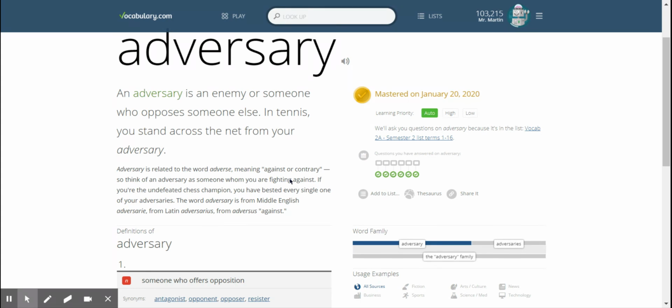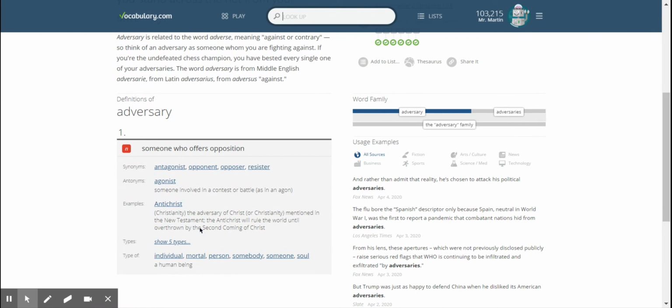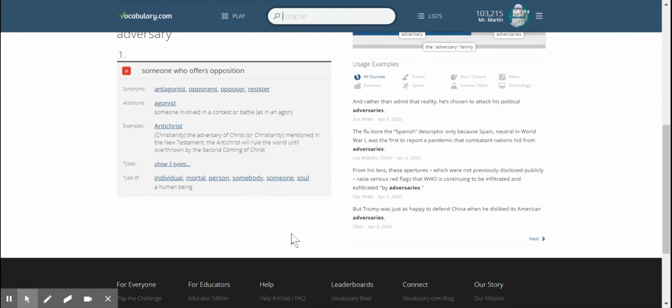And if you can connect adverse, a word you might already know, with adversary, man, that's awesome because now you start to connect how these things work together. And if you remember one word, you can remember both of those words. So an adversary, it tells you, is someone who offers opposition. It gives you synonyms like antagonist, opponent, opposer, and resistor.